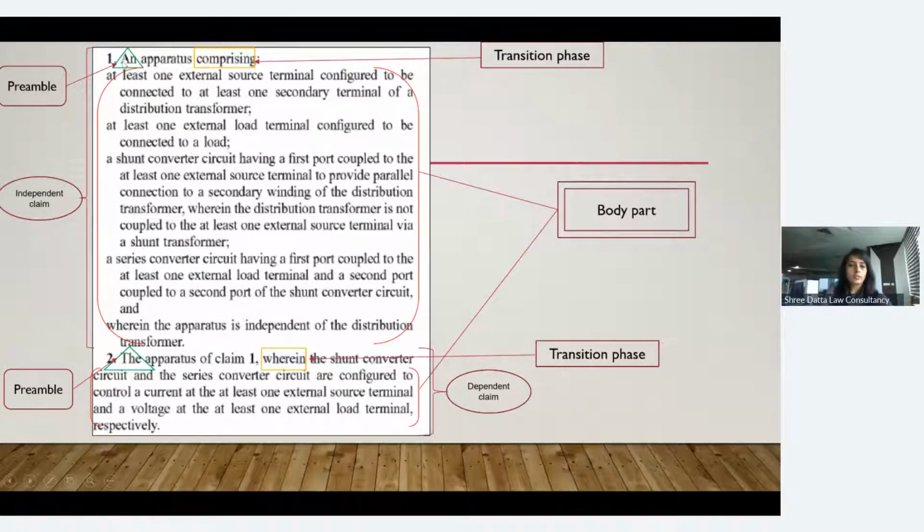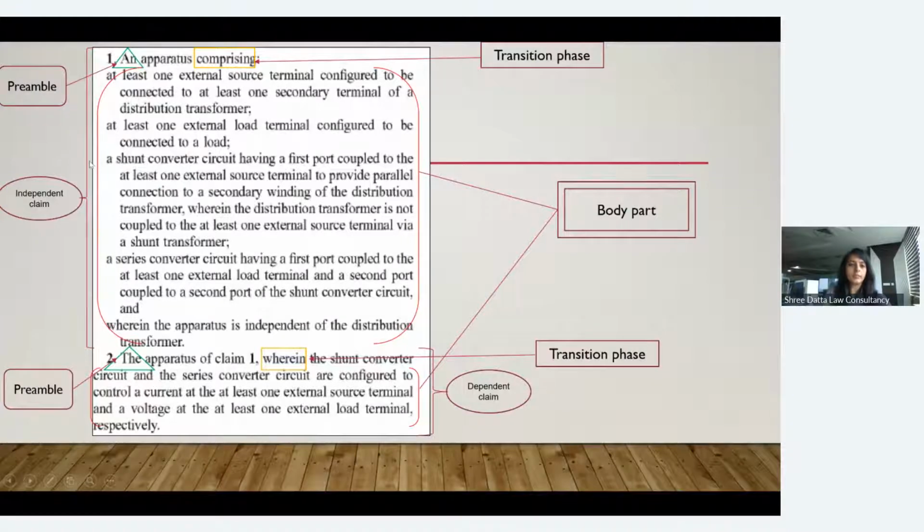Here it is A, and because we are using apparatus, this is the independent claim. So first we have to write the I or We claim. Then number one, this is the first claim. Then this is the independent claim. So that's why we are using A or An based on this apparatus. That is the preamble. Now this is the transitional phrase. So here they are using comprising. Then they put a colon over there. After that, each and every part or essential feature which you want to protect, you have to write down over here. That is known as the body part.